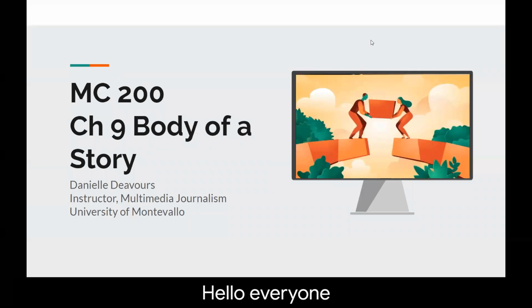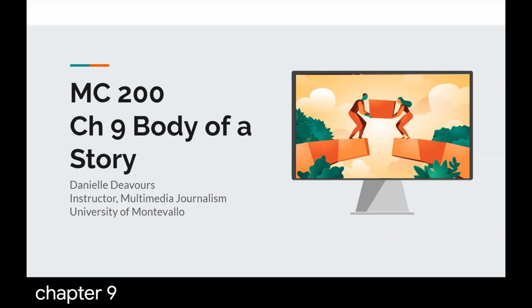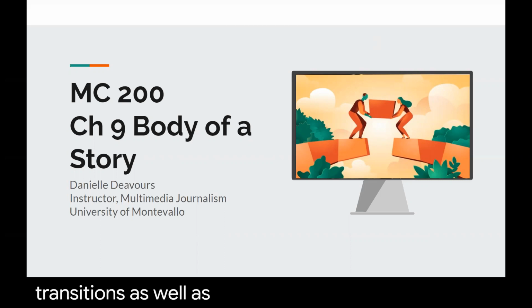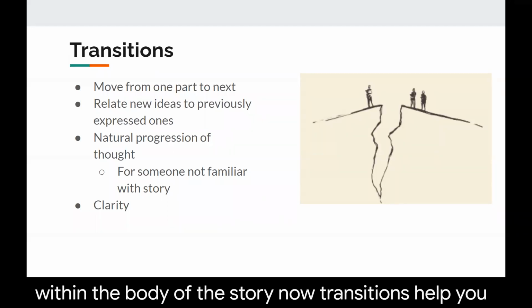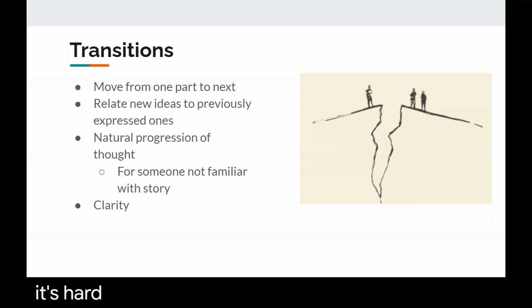Hello, everyone. This video will go over the last part of Chapter 9, which talks about how to properly use transitions as well as descriptions and examples within the body of a story. Now, transitions help you move from one part to the next. Without transitions, it's hard to connect ideas through natural progression of thought.